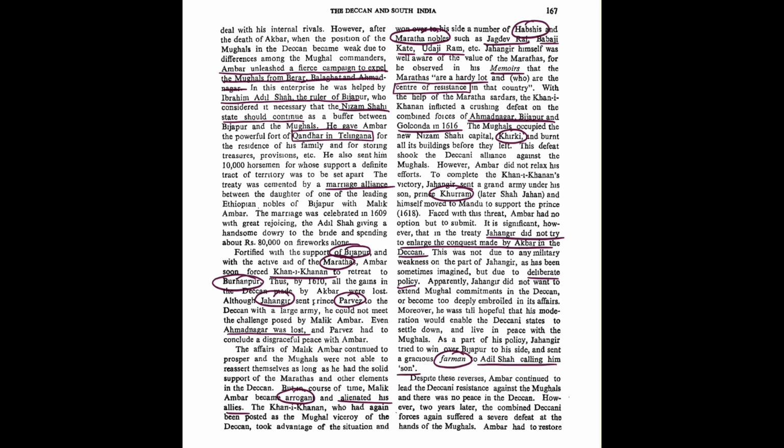Despite these reverses, Ambar continued to lead the Deccani resistance against the Mughals, and there was no peace in the Deccan. However, 2 years later, the combined Deccani forces again suffered a severe defeat at the hands of the Mughals.